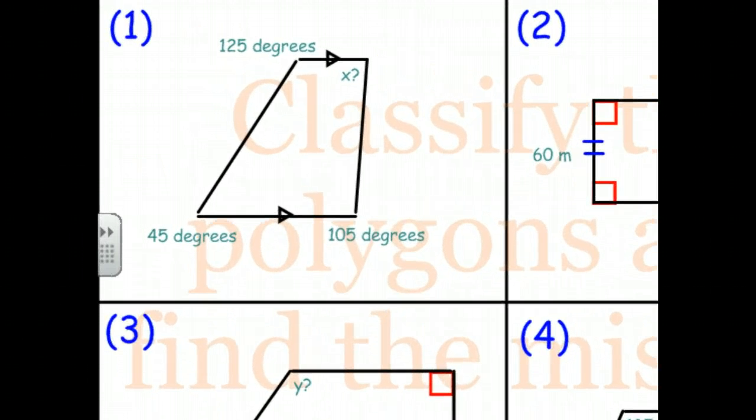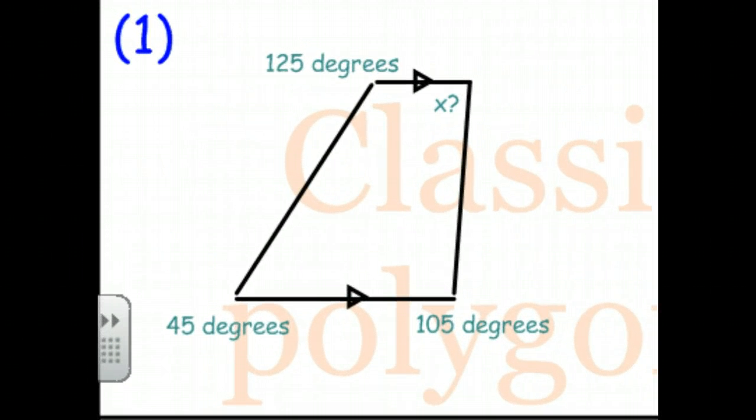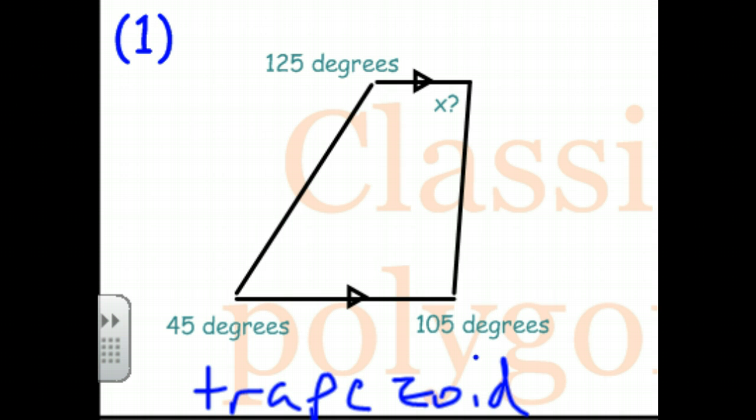So for number 1, we don't have any side lengths. We see that these sides are parallel. So we can immediately classify this polygon as a trapezoid because we see that the 2 opposite sides are parallel. Now the other sides are not parallel, but we can see this one right away. And so now we need to find out what the measure of this angle x is. The 3 other angles that we have are 125 degrees, 45 degrees, and 105 degrees. So what we need to do is find the total measure of those and find out how far that is from 360, which is the total measure of angles in any quadrilateral.